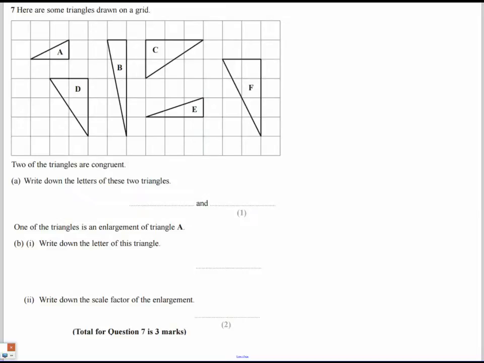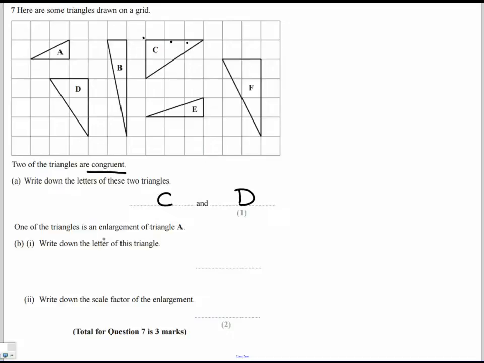Question 7. Here are some triangles drawn on a grid. Two of the triangles are congruent. So that's one of our buzzwords, congruent. Write down the letters of these two triangles. Congruent means it's exactly the same shape, but in a different place. So you're looking for two triangles that have the same shape. And here, there's nothing like B or F or E or A, so it must be C and D. And if you check it, 1, 2, 1, 2, 1, 2, 3, 1, 2, 3. So C and D are the same.